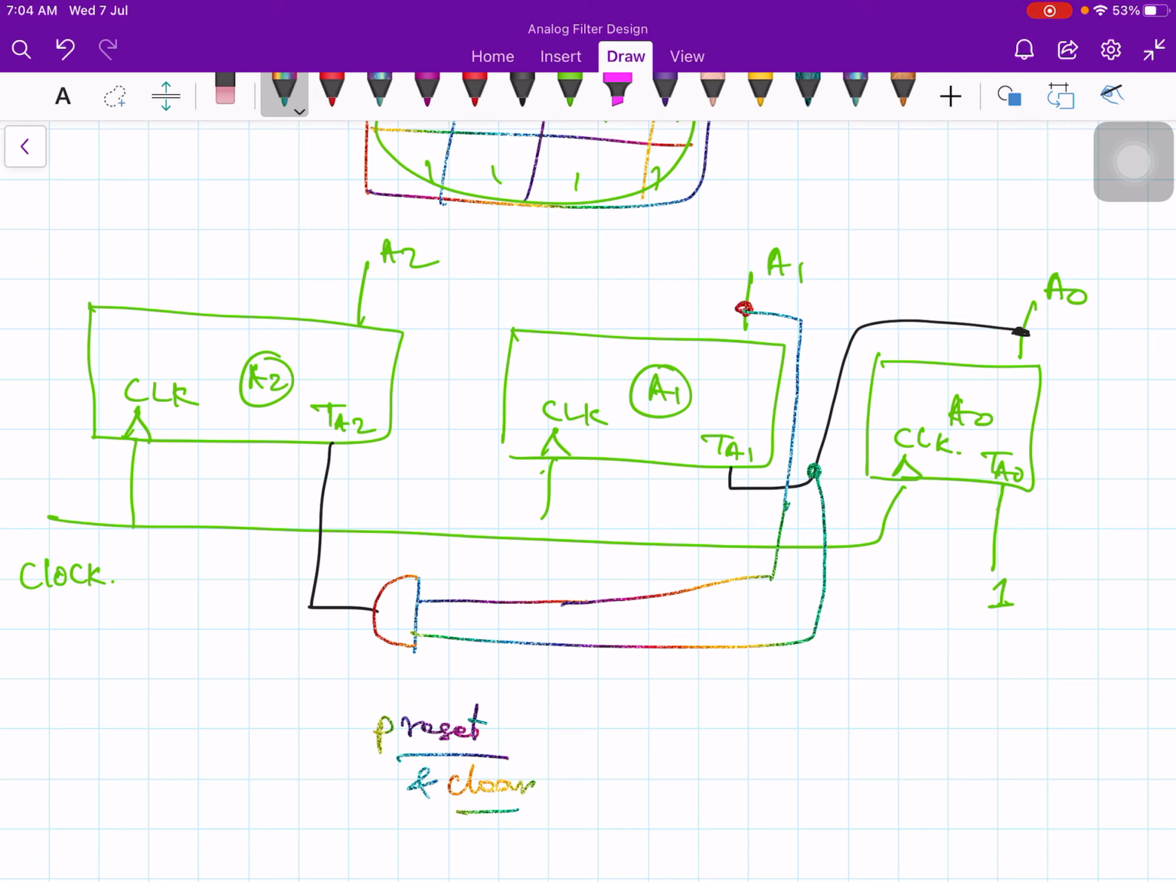It doesn't mean that you should use only T flip-flops. You can use a D flip-flop and you can use a JK flip-flop as you like.